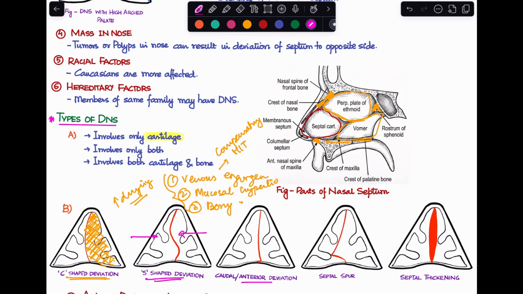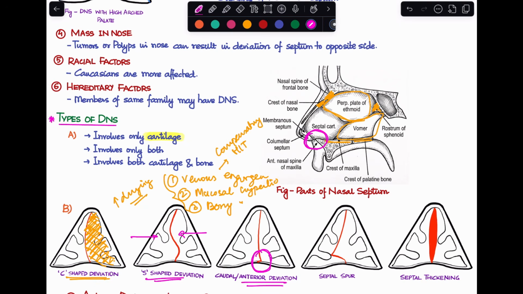Third is, let's look at this. This is a caudal or an anterior deviation. Let's look at the image in this part. This is the caudal or the anterior part where it gets deviated. So what is this exactly? Here, what happens is the caudal end of the septal cartilage gets displaced. Now if you look over here, this is the caudal end of the septal cartilage where it sits on the maxillary crest and the anterior nasal spine.